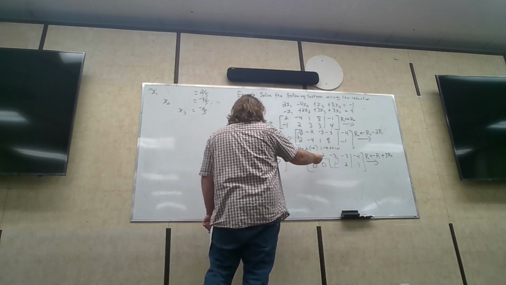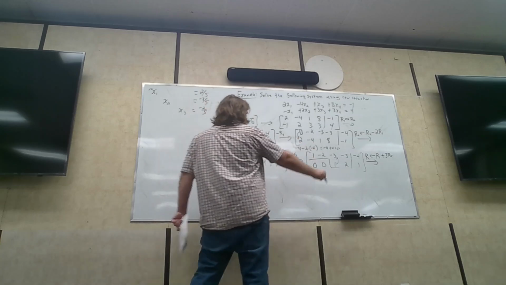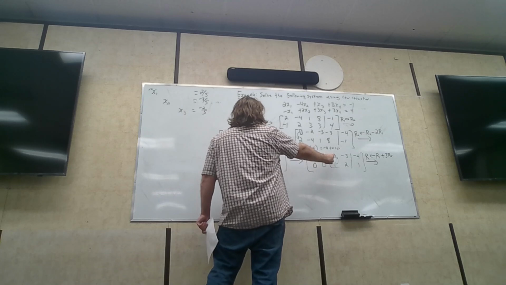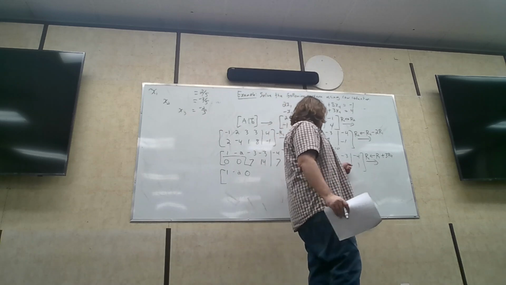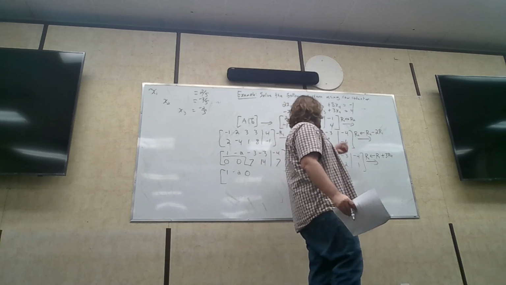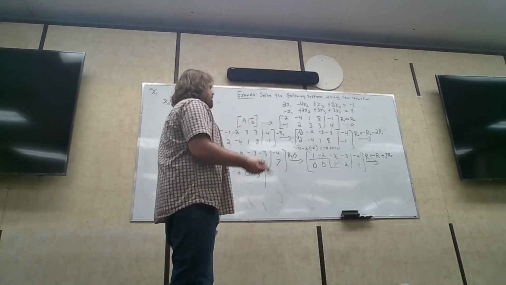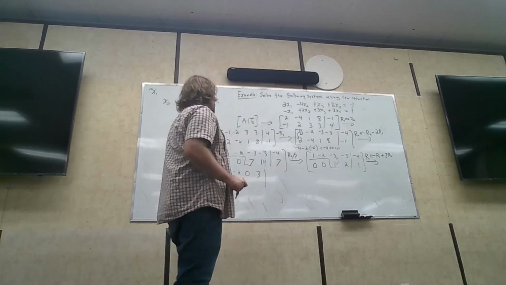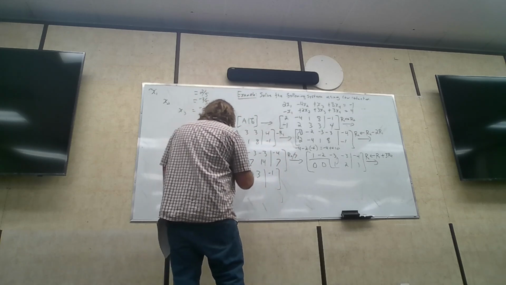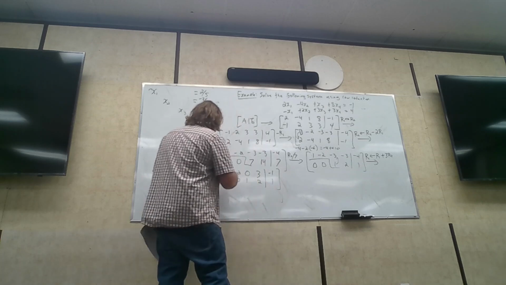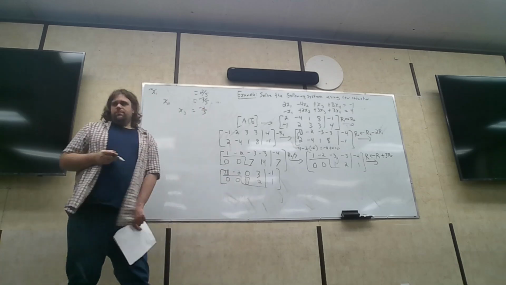So 0 added to that stays the same. 0 added to that stays the same. 3 times 1 added to that becomes a 0. 3 times 2 is 6. Added to minus 3 is 3. And then 3 times 1 is 3. Added to minus 4 is minus 1. And now we have that nice staircase shape. And there's zeros above and below those numbers, right?